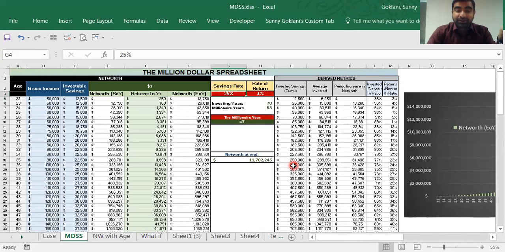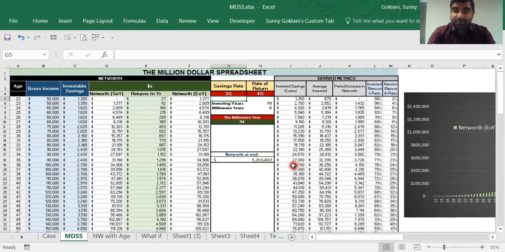On average, unfortunately, for the whole of US, the savings rate is 2.7%, which is really, really low, because it's a consumer economy. So this person, who was a millionaire at 47 years, would have been a millionaire at 94 years and would have died with a net worth of 1.2 million instead of 11.7 million. That is the difference of the savings rate.